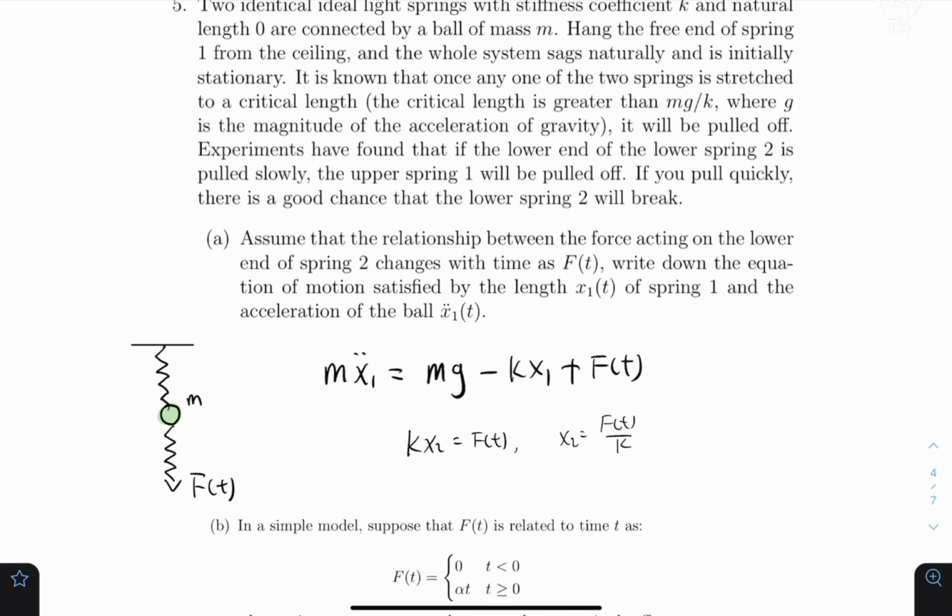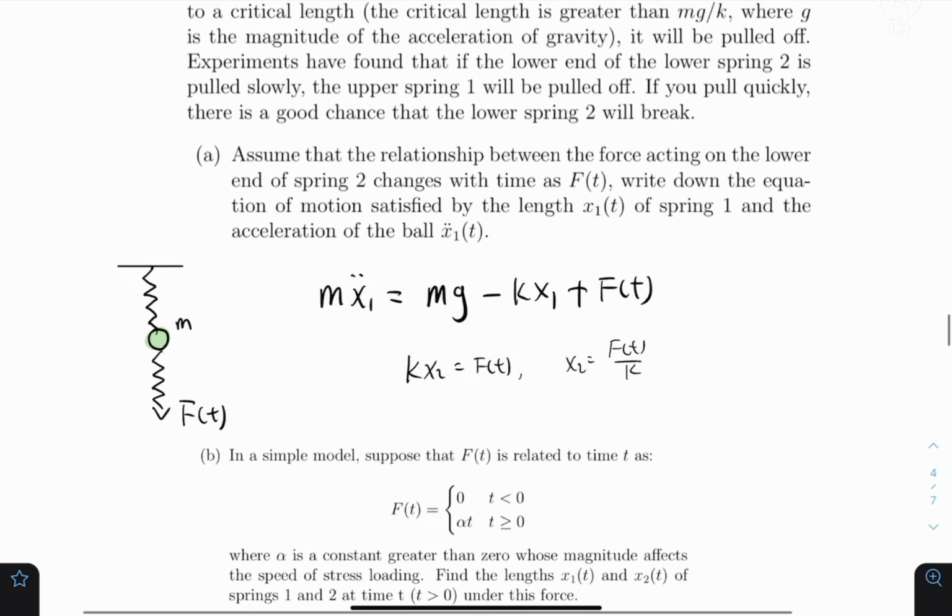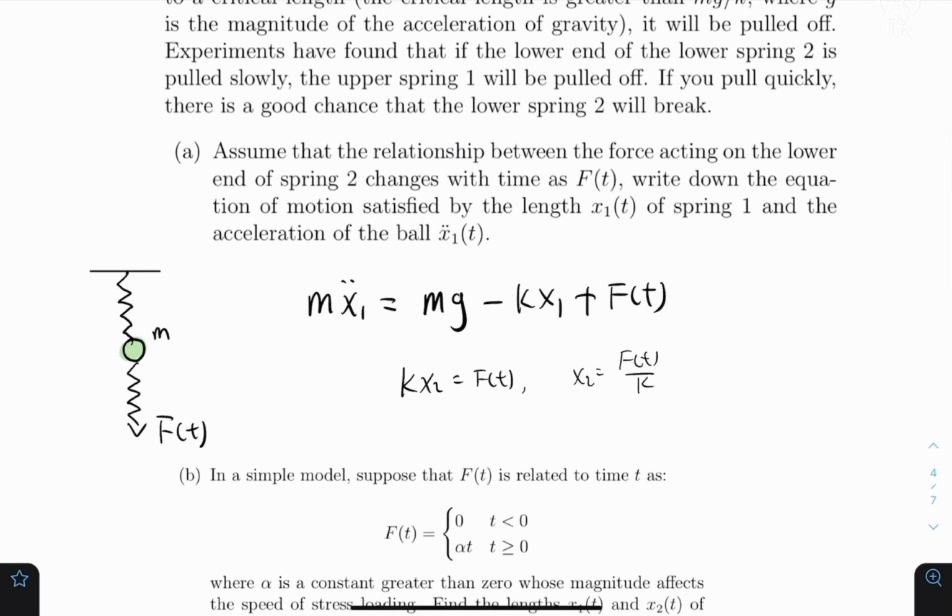So let's take a look at question A. For this one, we only need to write out Newton's second law, which is mass times acceleration equal to the total force applied to the ball. In this case, there's the gravitational force and the spring force, which is pointing up. We choose the downward direction as the positive x direction. And we can see m x1 double dot is equal to this bunch of stuff over here. And that is basically question A.